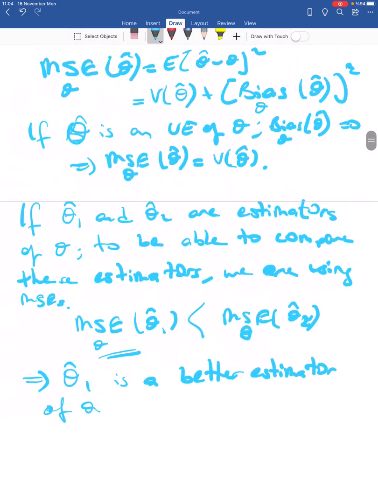Because the mean square error formula, if you remember, is variance plus the bias square. So if variation is low, this is good. If bias is small, it's also good. So we have to prefer the one with a smaller mean square error. This is our comparison tool. This is not the best estimator, it's a better estimator. If we have several estimators, we can compare them and find a better estimator among the others.